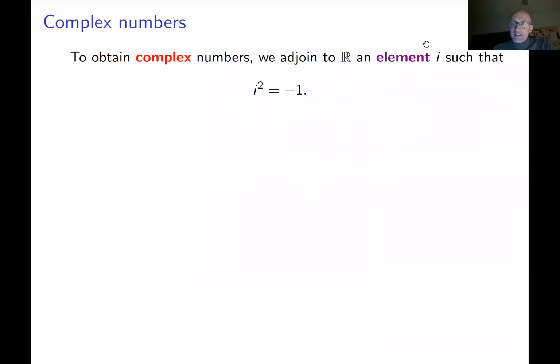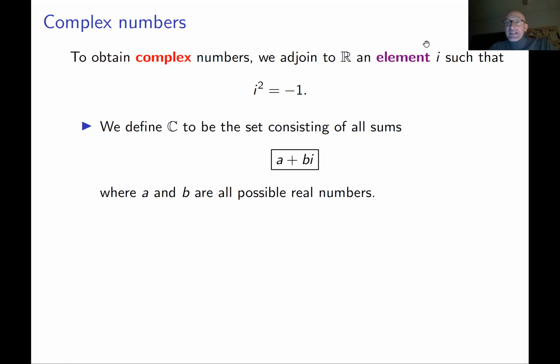Okay, complex numbers, what are they? Probably you already met complex numbers in high school. If you didn't, it's absolutely fine. I'm going to describe them now. We can obtain complex numbers by adjoining an element usually denoted by i to real numbers, such that the square of this element equals -1. i squared is -1.